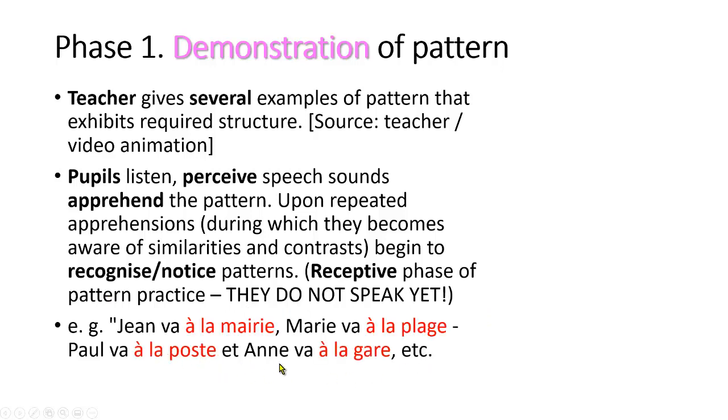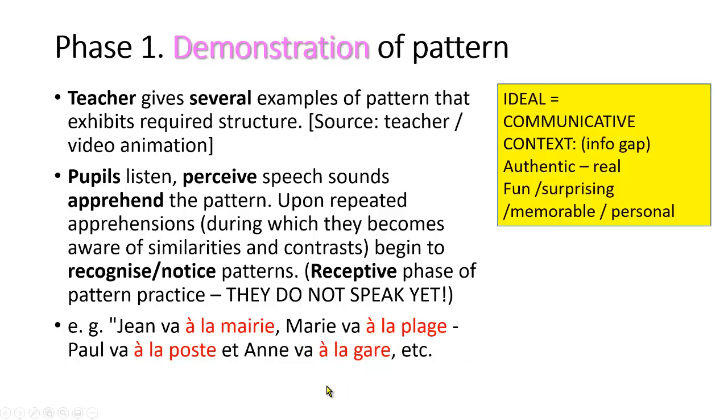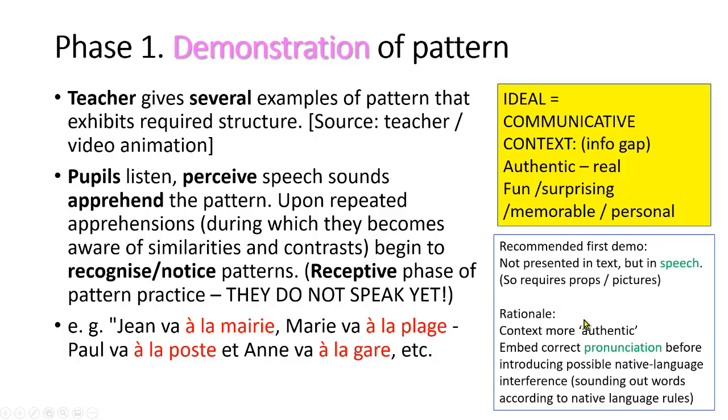So these are the phrases that the teacher might say, but they don't see. Jean va à la mairie, Marie va à la plage. Obviously, you need to have some sort of picture, visual, so that they can see what that is. The ideal is to think ahead as to how you're going to use this for some sort of genuine communicative context. And games are the easiest things to do for that. Or you can make it fun, surprising, memorable, personal, something which catches their attention.